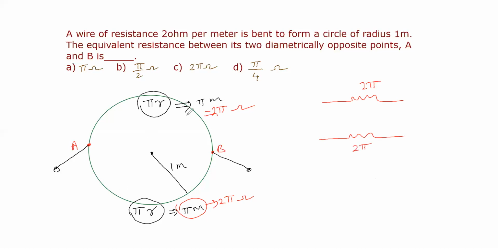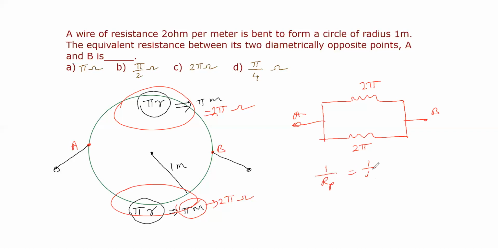These two resistors, this one resistance and this resistance, are connected in parallel between this point A and this point B. And we know that the effective resistance in a parallel combination is given by 1 by Rp equals 1 by R1 plus 1 by R2. Here we take this one as the R1 resistance and this as the R2 resistance. Here R1 and R2 are equal.